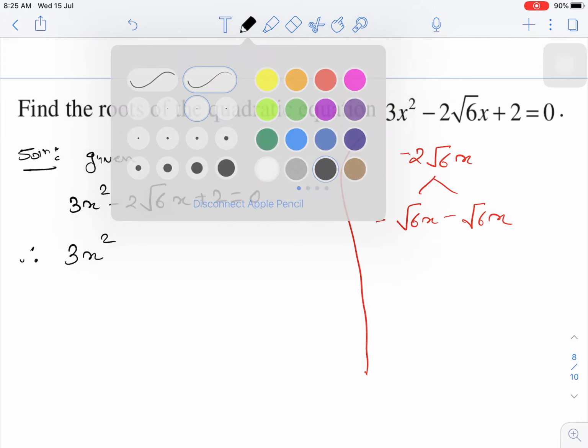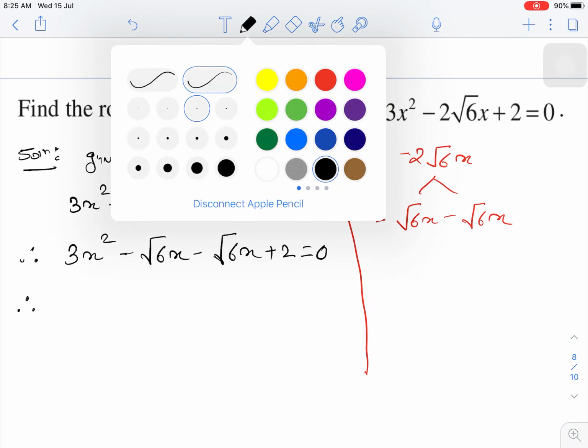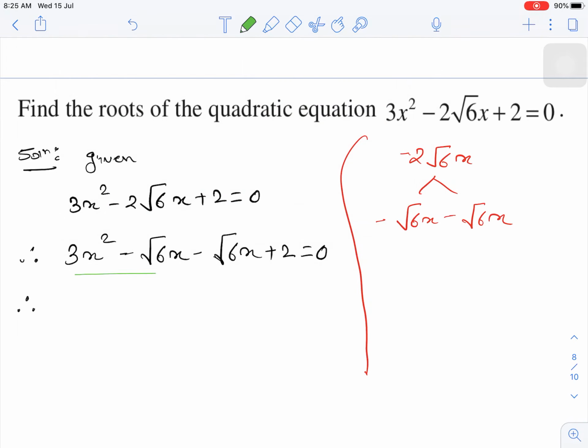So now 3x² − √6x − √6x + 2 = 0. Now what is our next step? We are trying to find the common factor between these two and these two. But now here a complication is that here we have √6, here we have 3. So how to remove the common factor?